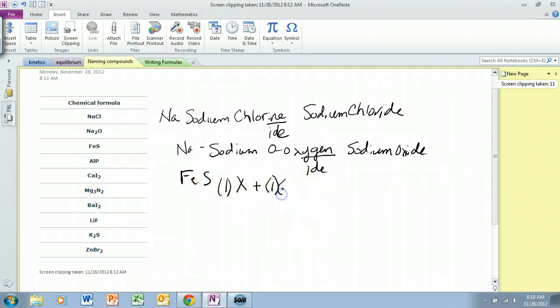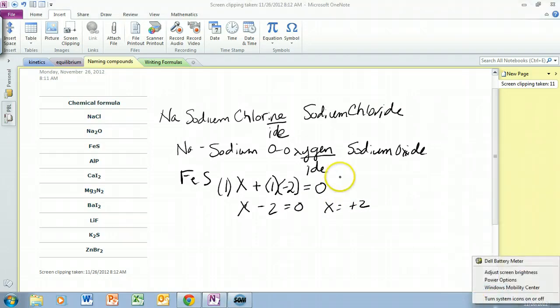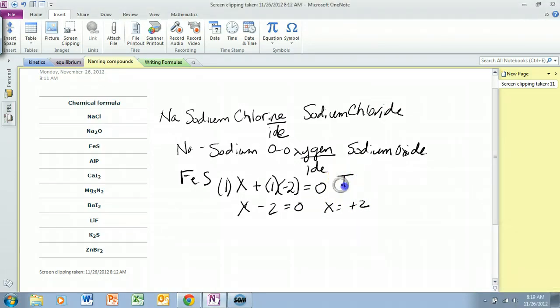Sulfide is in the second row, and it's almost always -2, and it is in this case, and this has to add up to 0. So we get x minus 2 equals 0. So x must equal +2, and so the charge on iron is +2, so we would name this iron Roman numeral 2, and then sulfide, because again we have to change the ending to IDE.